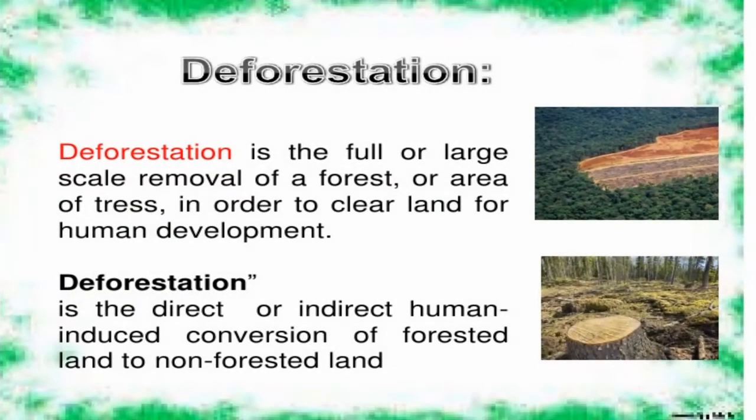Girls and guys, our today's topic of discussion is deforestation. D means removal. Forestation means forest or trees. Removal of forest by natural or human means is called deforestation. Or you can say that deforestation is the full or large scale removal of forest or area of trees in order to clear land for human development or for any human activity, right?